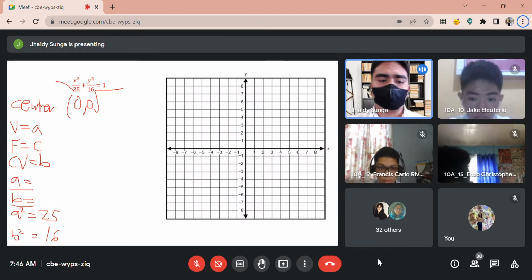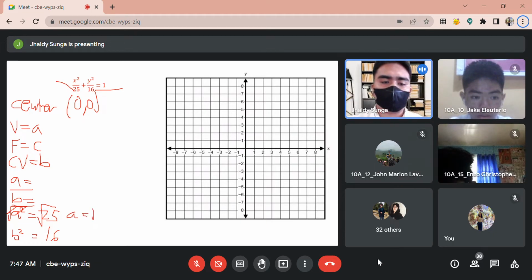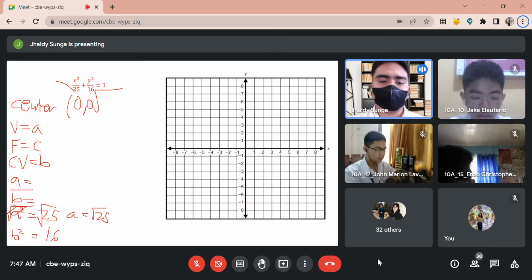A and B. How are we going to find the value of A from the given? Because it's squared, we are going to square root both sides. So we are going to remove the squares on both sides. Therefore, we have A is equal to the square root of 25. And what is the square root of 25? It's 5. Now, how about for B?